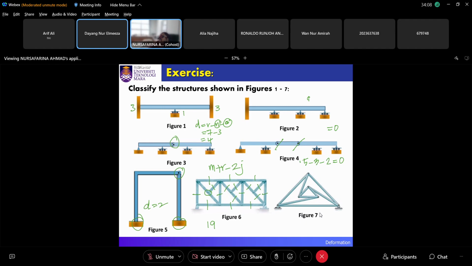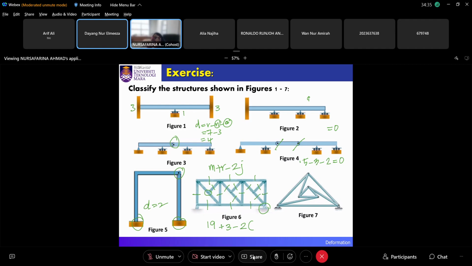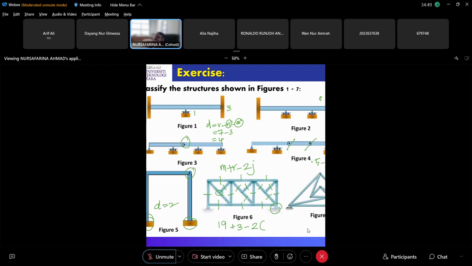Okay, so R, how many reactions? Reaction 3. Okay, so you minus 2J. When there is this, you count by joint. How many joints? 6, 7, 8, 9. 9. 1, 2, 3, 4, 5, 6, 7, 8, 9. Confirm.